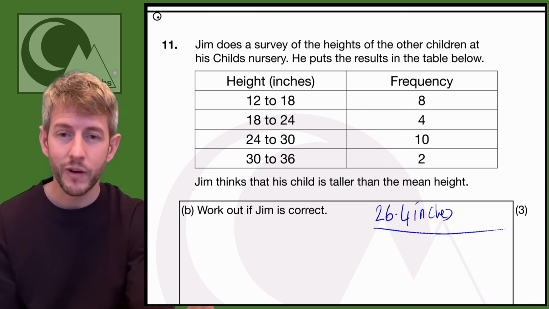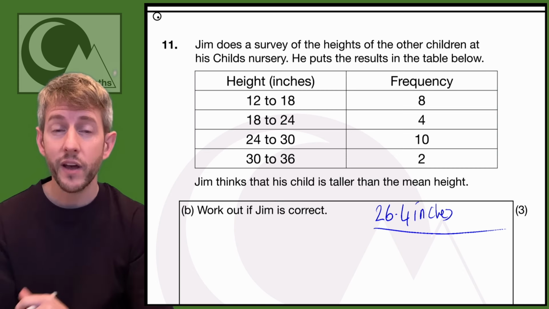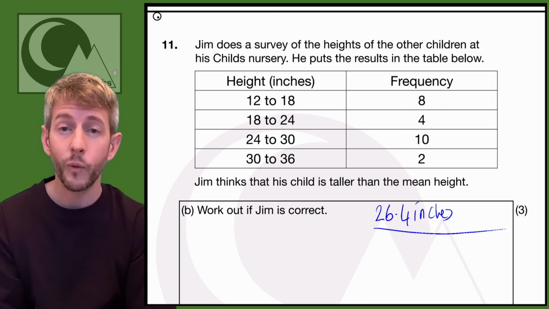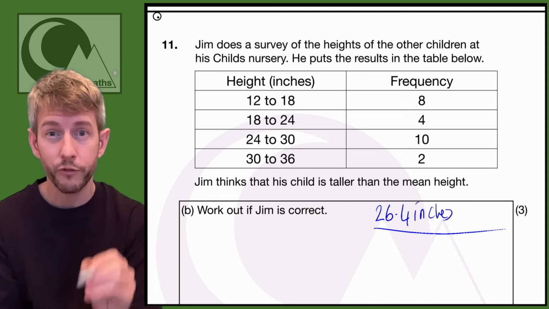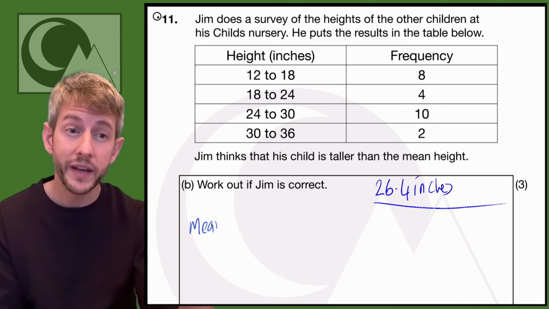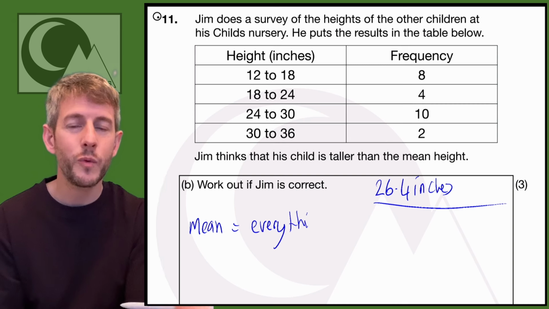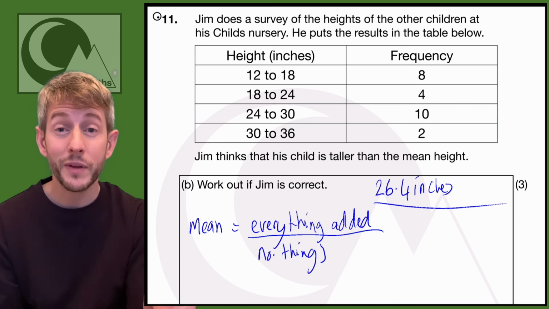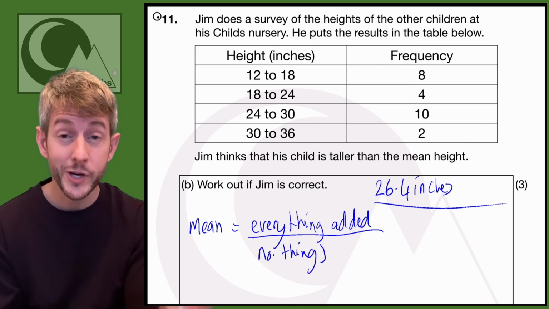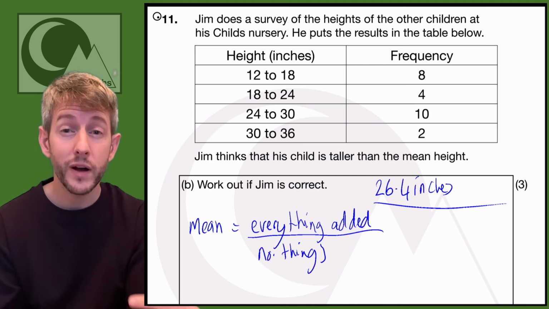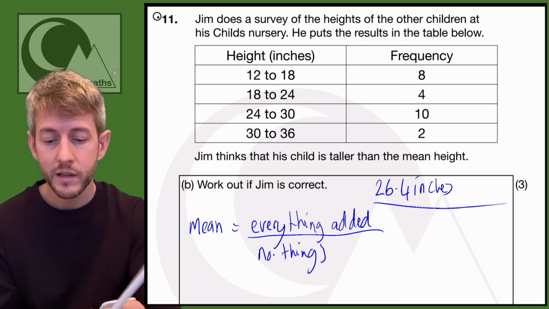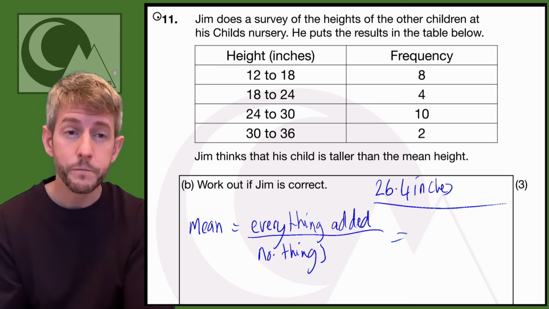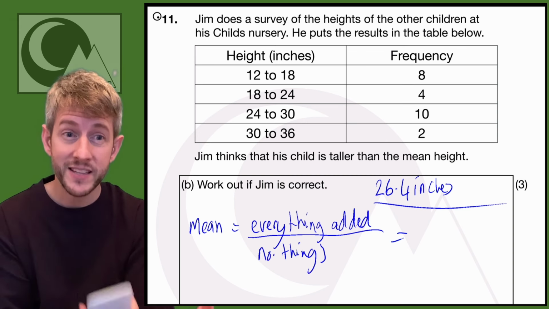Work out if Jim is correct. Okay, so what this means is we're going to have to estimate the mean from this frequency table and work out if Jim's child, who is 26.4 inches, is above the mean or below the mean. So we've got to remember that the mean means everything added together divided by the number of things. So in this case, that's going to be all of the children's heights added together divided by how many children there are. Because we don't know the exact heights of any of these children, we're going to have to estimate.